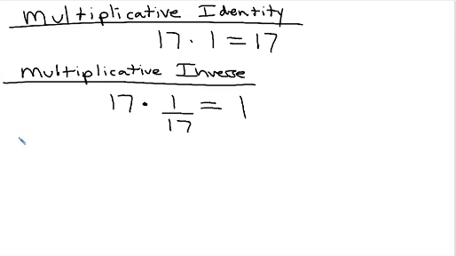How about, let's just abbreviate for multiplicative this time. Multiplicative property of 0.